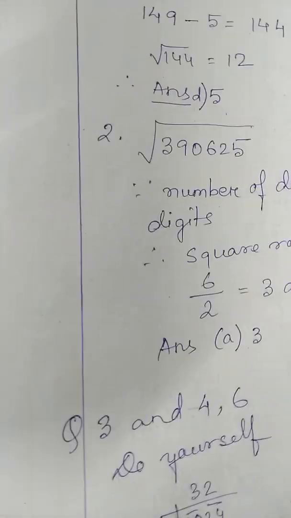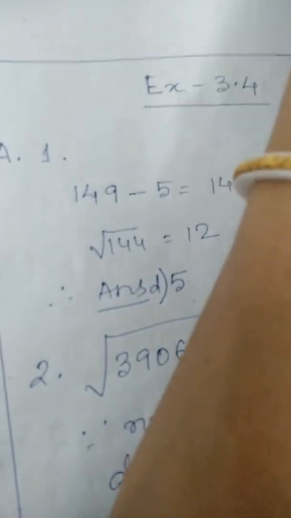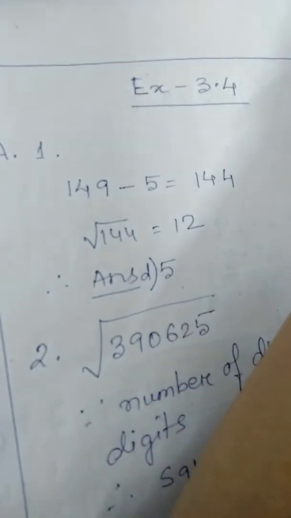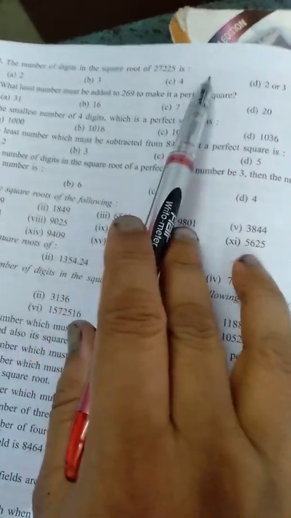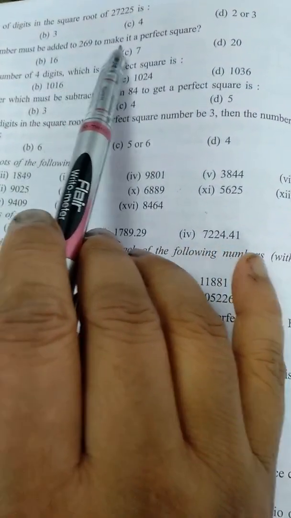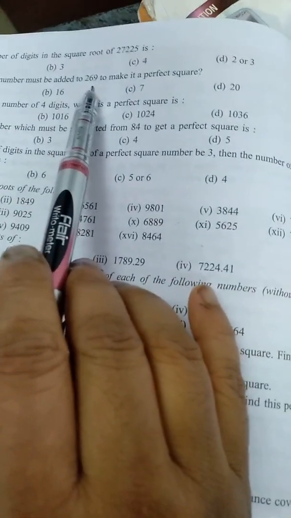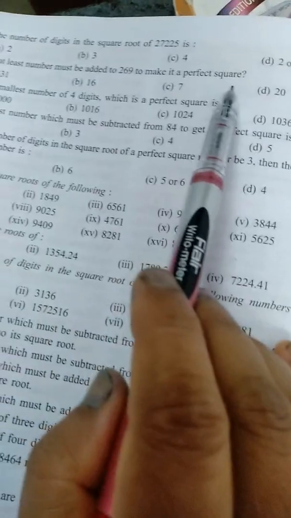Okay. Now, next question. I think you can do it yourself because you know the rules. The number of digits in the square root of this. Okay, so you do it yourself. Now, what least number must be added to 269 to make it a perfect square? Just do it yourself. You know how to do it.